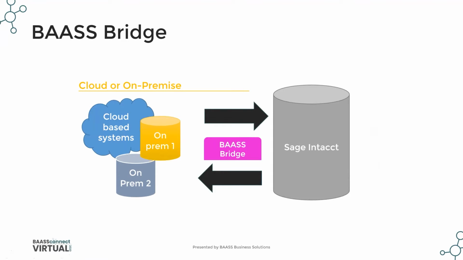Coming back to the BAASS Bridge, it's basically an engine that allows our clients to pull and push data from Sage Intacct. Whether you're running another application in the cloud, or locally on one of your servers, or many, you're able to use a single engine, the BAASS Bridge, to connect to all of those different applications. You can either pull data into Sage Intacct in the cloud, or pull data from Sage Intacct into your other applications. That really is what BAASS Bridge facilitates.